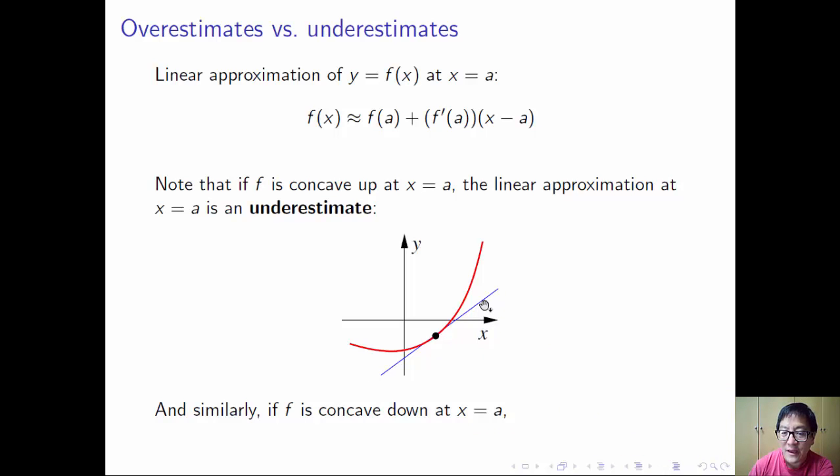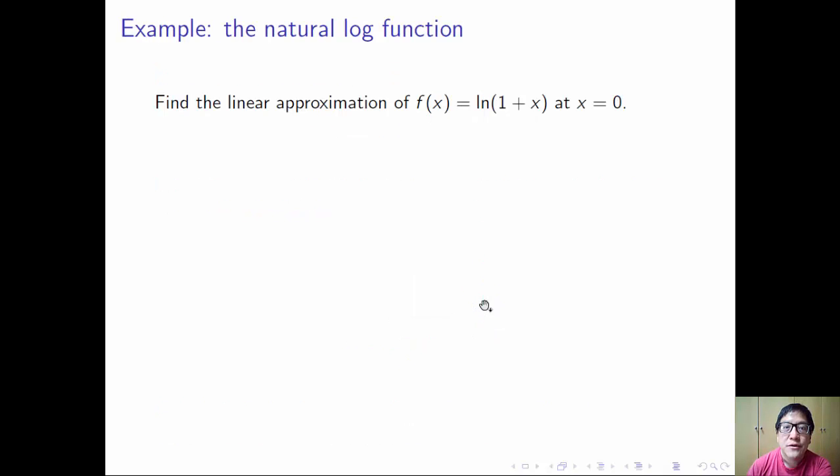And similarly, if f is concave down at x equals a, as we'll see from an example in a minute, then the linear approximation at x equals a is an overestimate. So here's an example, the natural log function. Let's find the linear approximation of f of x equals the natural log of 1 plus x. That should look familiar from the doubling time problem, at x equals 0.